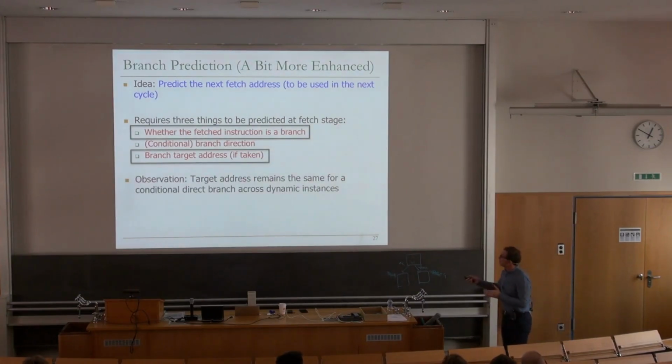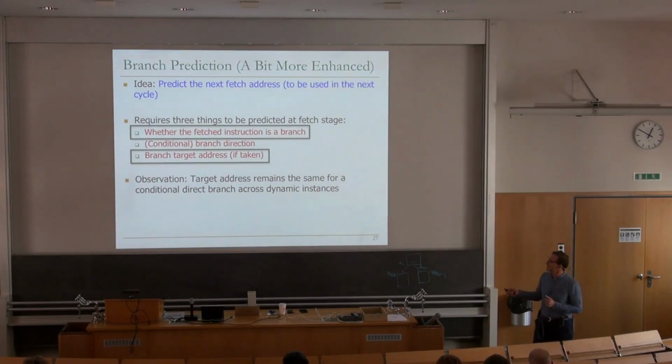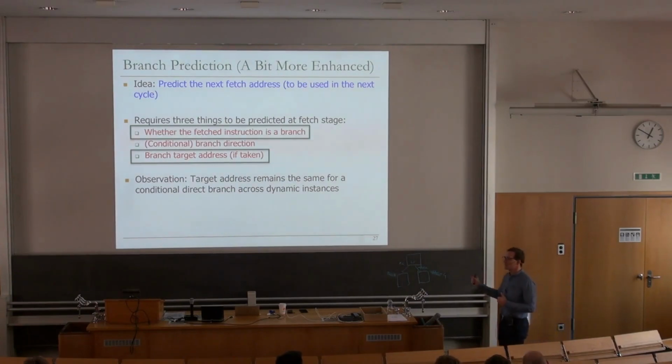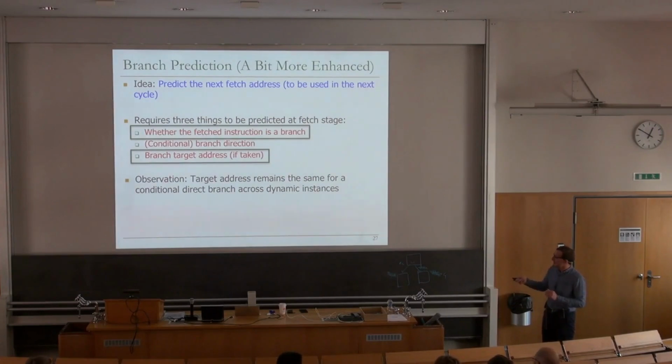So the key observation is that the target address remains the same for a conditional direct branch across dynamic instances. As a result, if you already executed this branch once, you know its target address, store it somewhere, and the next time you see this branch, use that target address as your prediction. And you will be correct for the target address. And that's true for branches also.